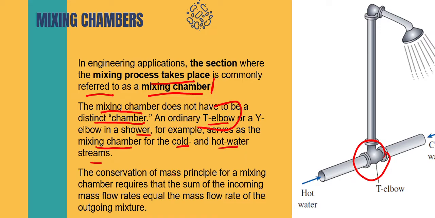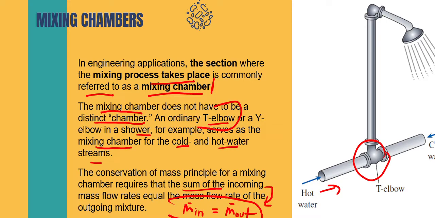Okay, the conservation of mass principle for a mixing chamber requires that the sum of incoming mass flow rates equal the mass flow rate out. So this statement is like this. This is what it means: mass flow rate in equals mass flow rate out. So if you have two inlets here, meaning that M1 plus M2 equals M3. So this is inlet, this is outlet.